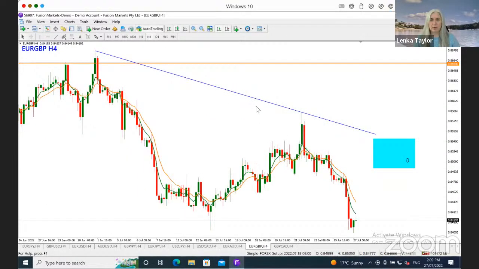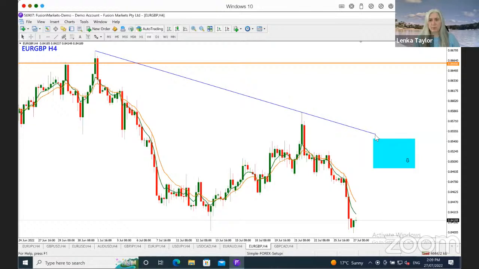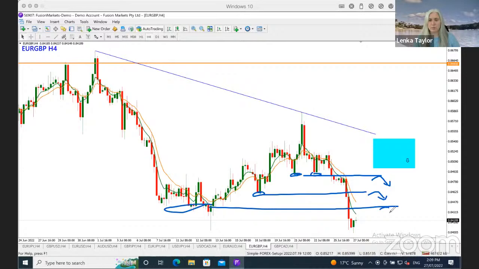So for the 4-hourly setup, I'm looking for pullback either to the top of that trend line, or also it could be to the previous lows, so around here, or even around there as well. So then looking for reversal in those areas to see if there is anything to take as a short opportunity.